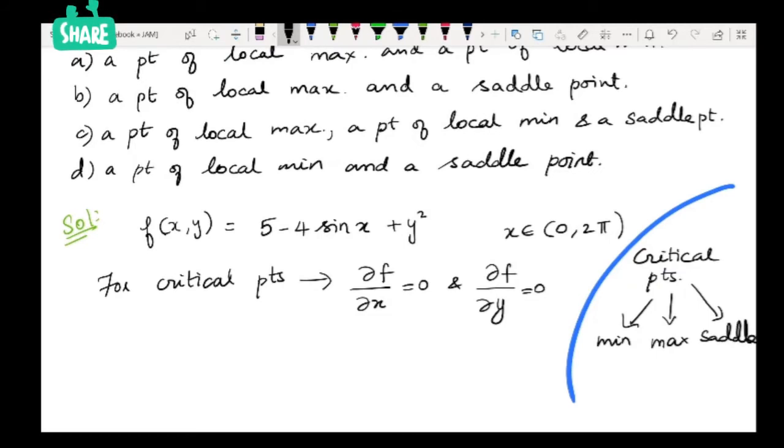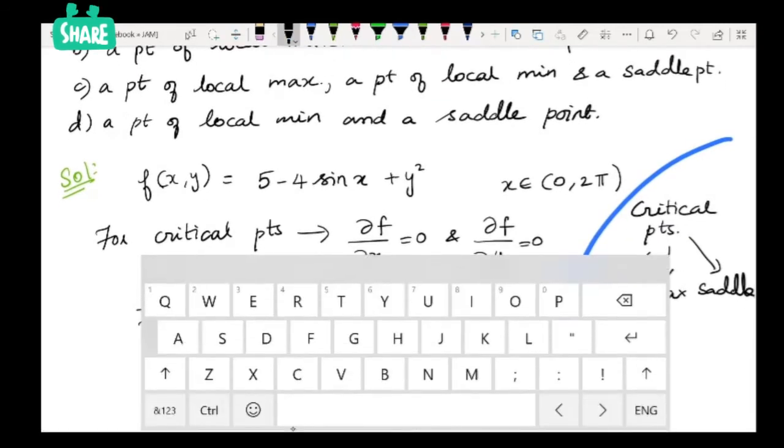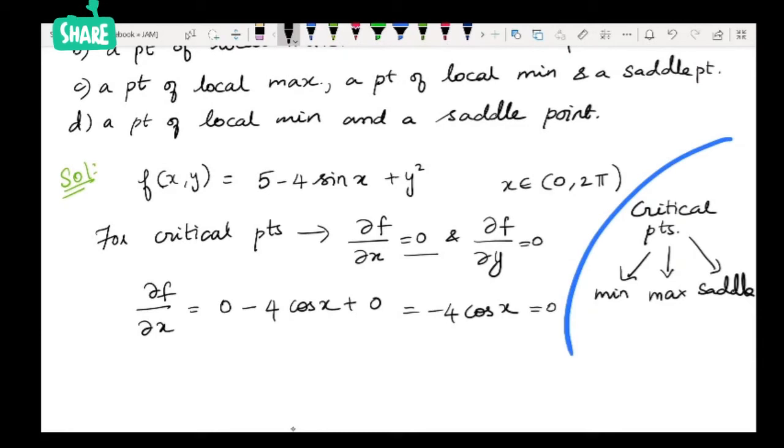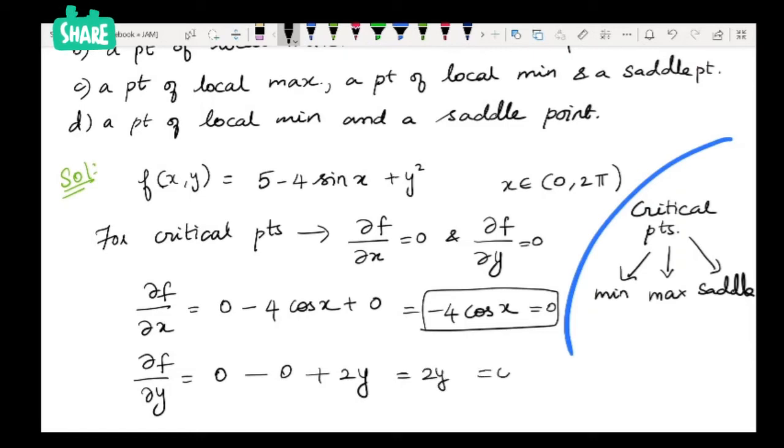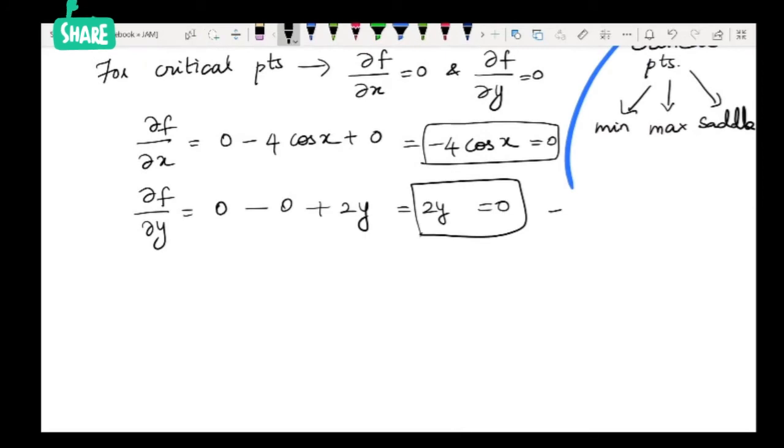So let's start with finding the first partial derivatives of f. So dou f by dou x is equal to, 5 is a constant, so 0, minus 4 times the derivative of sin x, which is cos x, and y squared gives 0. So we have minus 4 cos x, and equating that to 0, we have the first equation. Let's compute dou f by dou y. That will be 0 minus 0 again plus 2y. So it is 2y, and we need to equate that to 0. We have the second equation. Let's solve these two equations. From the second, we can straight away say that y equal to 0. From the first, cos x equal to 0.